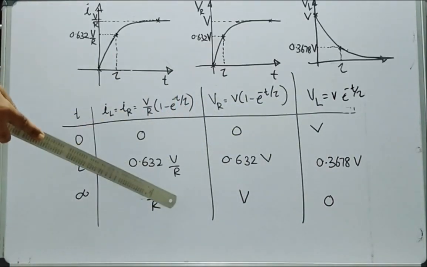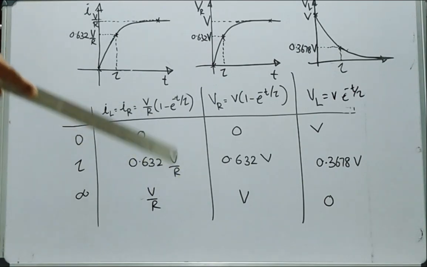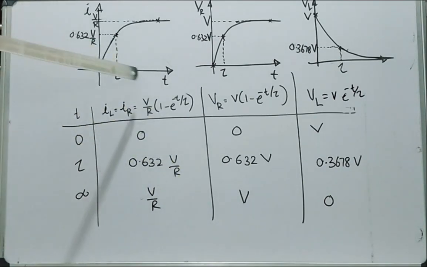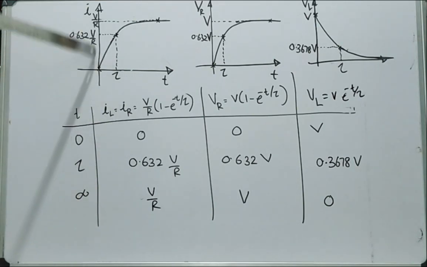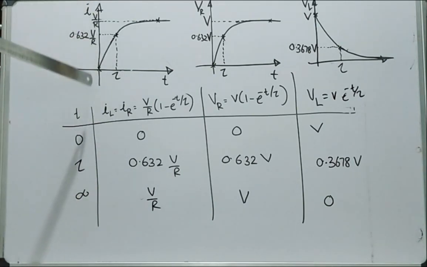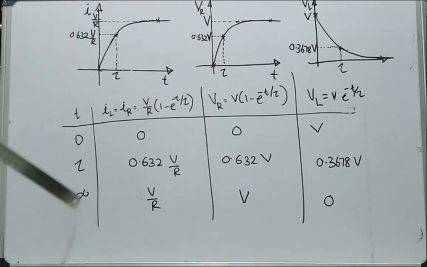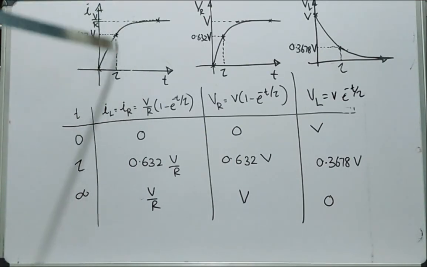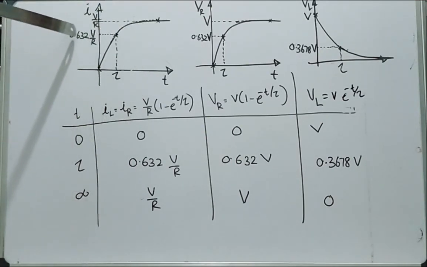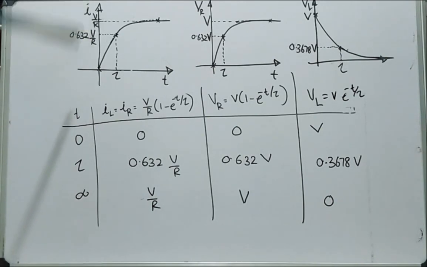Now let's plot these values in graphical manner. Here time is taken as x-axis. In this case, y-axis is I. So corresponding to 0, the value is 0. Corresponding to infinity, the value is V by R. And corresponding to tau, the value is 0.632 V by R.